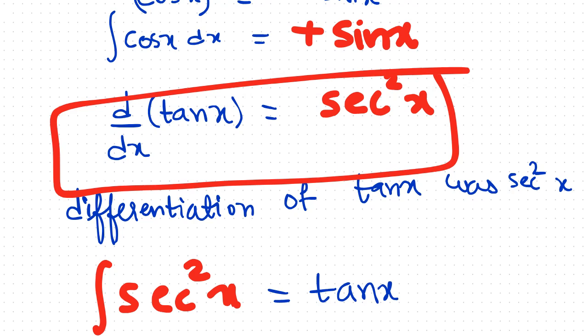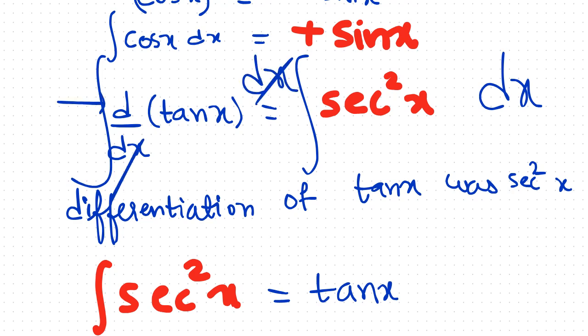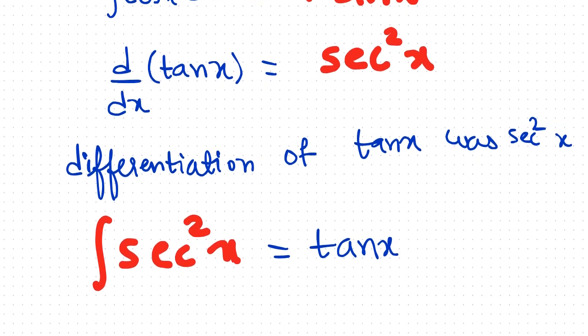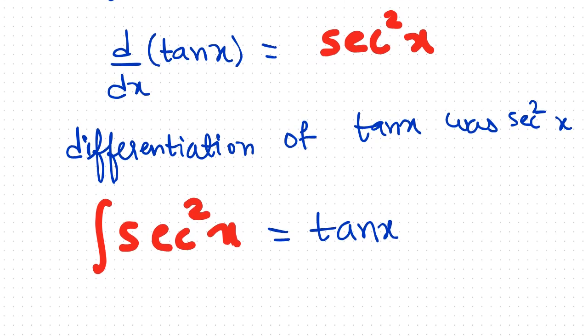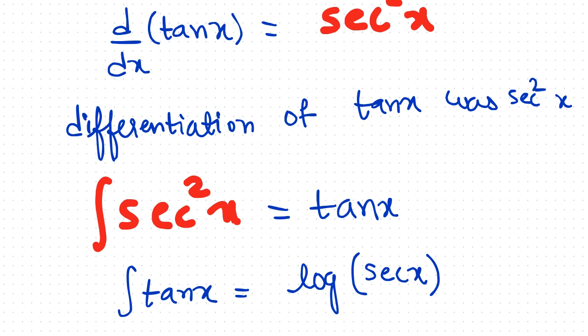Let's say you consider this example. If you take integration on both sides, integral dx, so dx goes. Integration of differentiation will be eliminated, so tan x is left. So integration is the opposite of differentiation. What about the integration of tan x? Integration of tan x is different. It's like log of secant x.